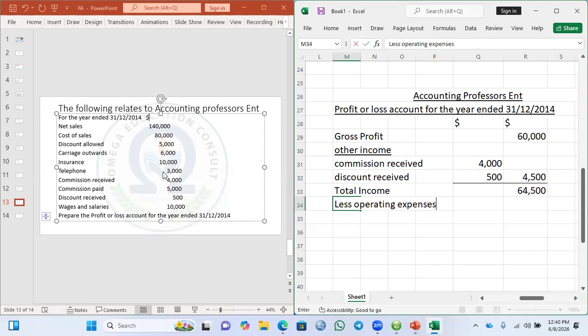So that one you come and pick them now. Net sales, we have used it. Cost of sales, used it. Discount allowed. And we all know discount allowed, don't we? Professors, what is discount allowed?